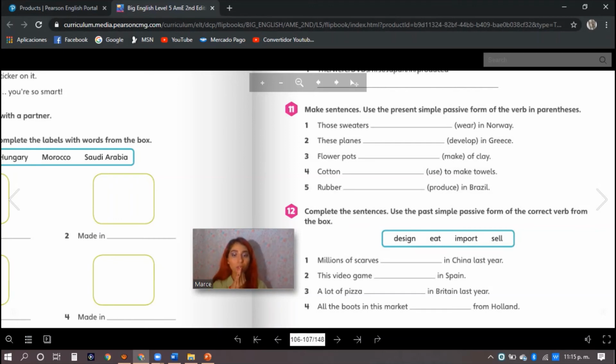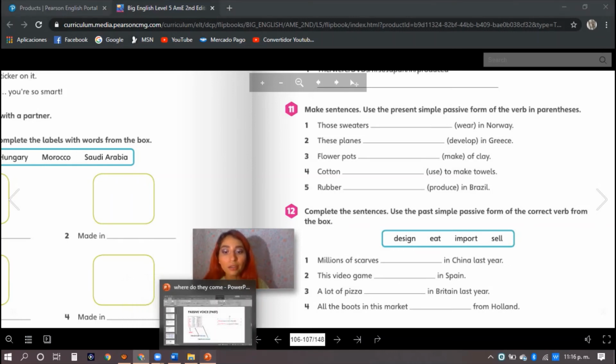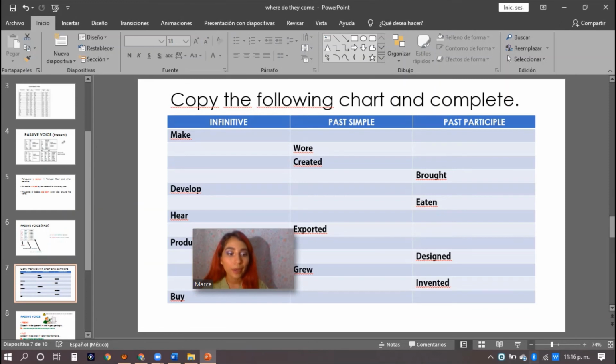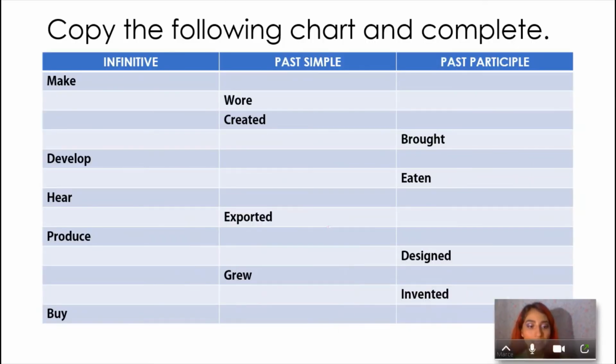Remember that you are going to make sentences in passive voice but in past. Remember, you have the verbs here and you are going to write them in past participle. But before, you are going to write the verb to be in past. Was and were. Was designed, was eaten, was imported, was sold. Okay? Remember. So, in order for you to practice your verbs, you are going to do this activity.